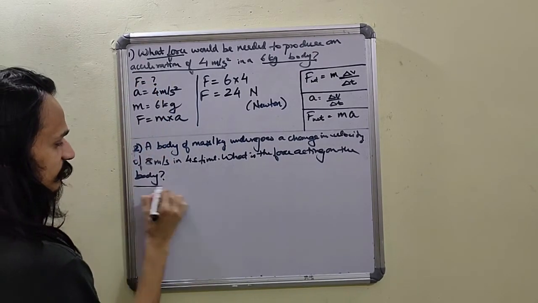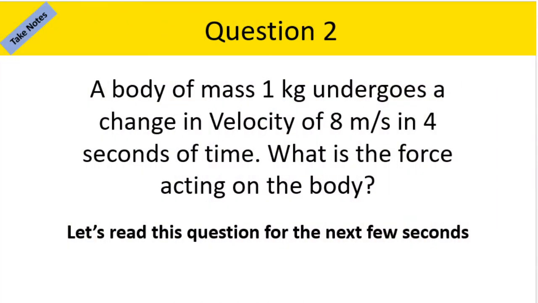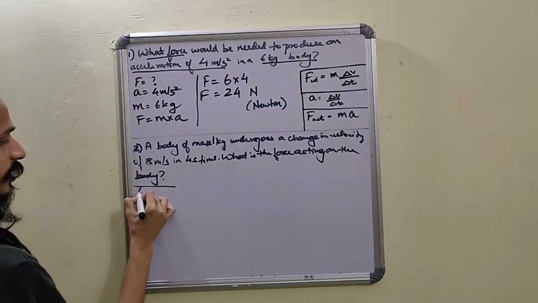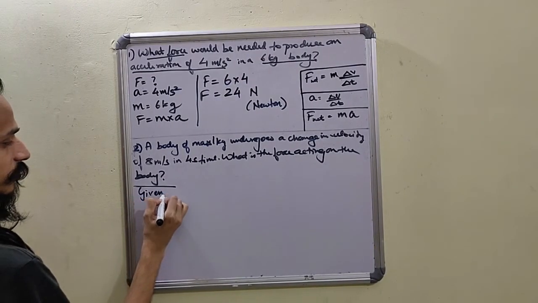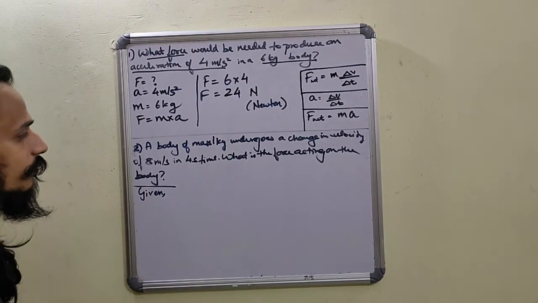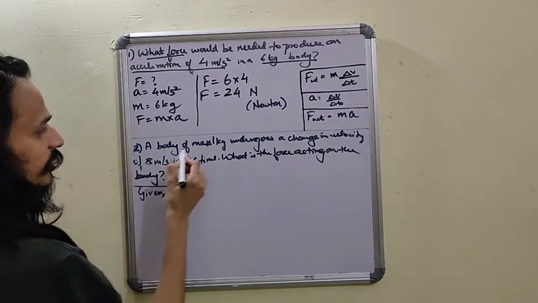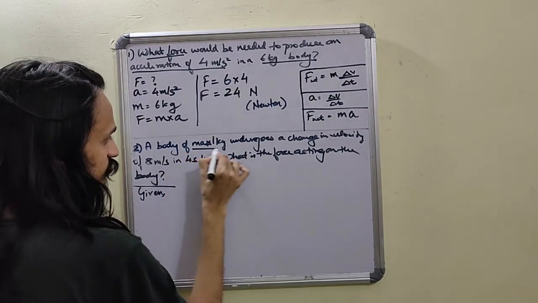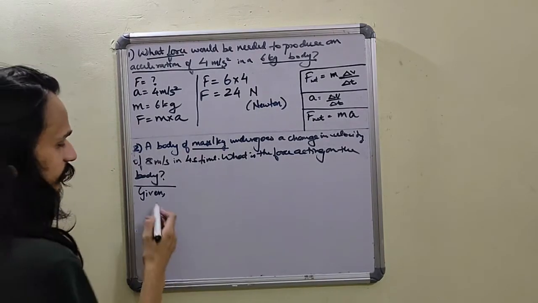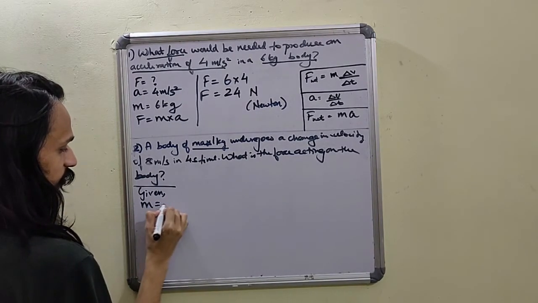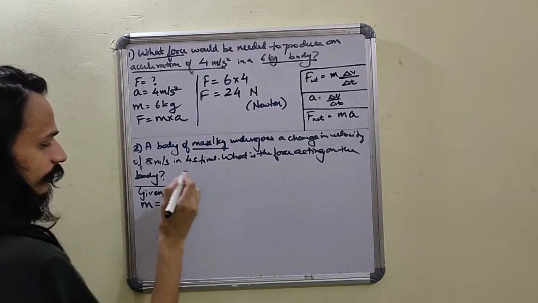I'm going to start this sum here. I'll start with the given. Body of mass 1 kg. Right off the bat I have one mass value, m equals 1 kilogram.